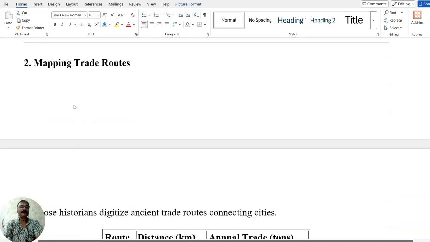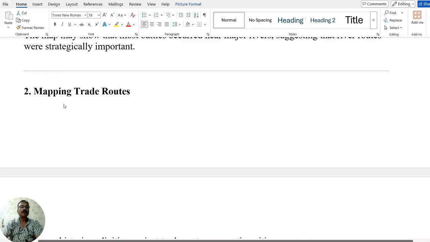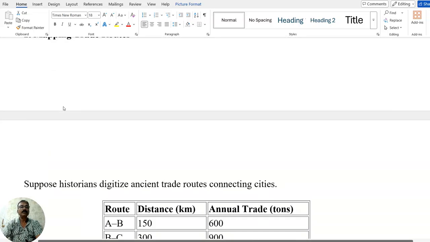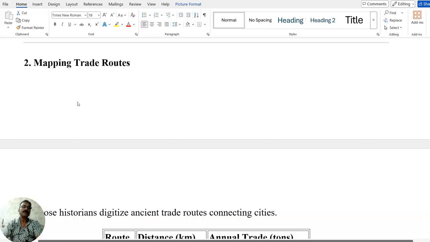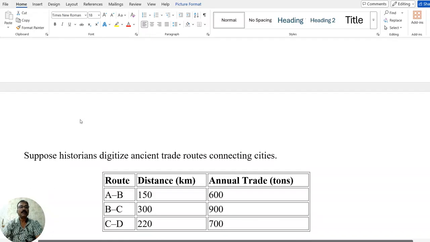Similarly, mapping trade routes. Suppose you have to prepare this map, you have to use a GIS map or satellite data, or you can use the data and apply artificial intelligence. So you can prepare such a map.